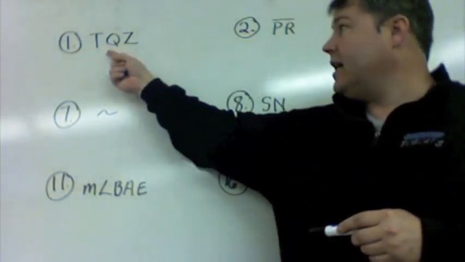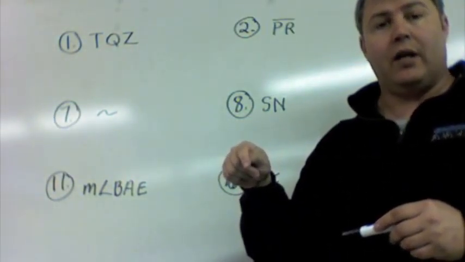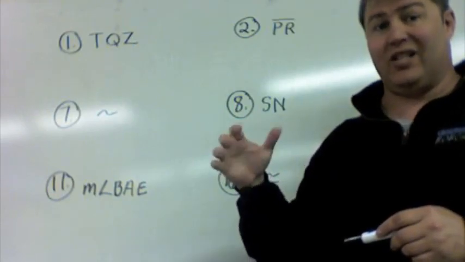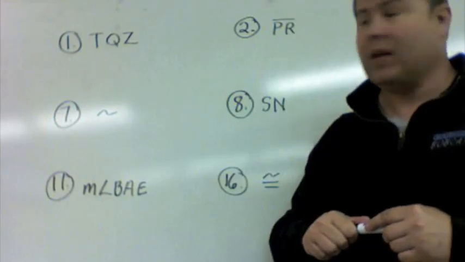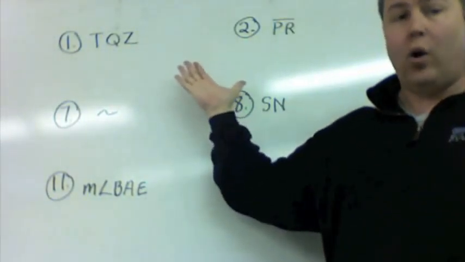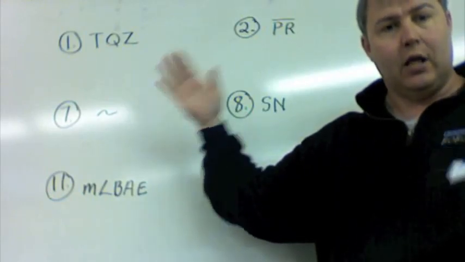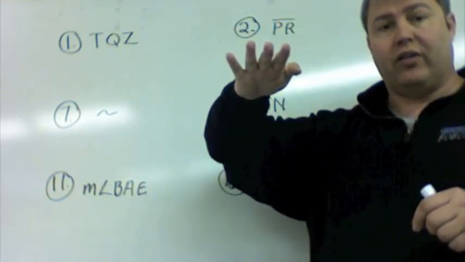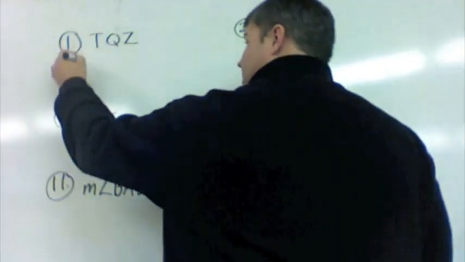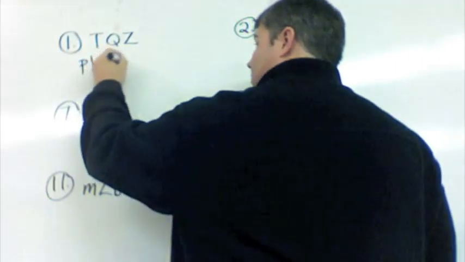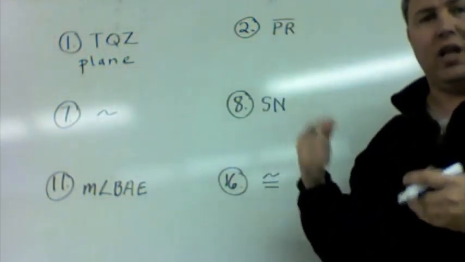And you see TQZ. Now on your worksheet, they're lowercase letters, but they really should be uppercase. So I'm going to write them that way, and I want you to write them that way in your worksheet too. TQZ with no other description or markings is actually a plane, a flat plane that goes through the 3 points T and Q and Z. So the way I'm going to describe this is a plane. I'm not going to write through T, Q, and Z, but we need to understand that that is true.